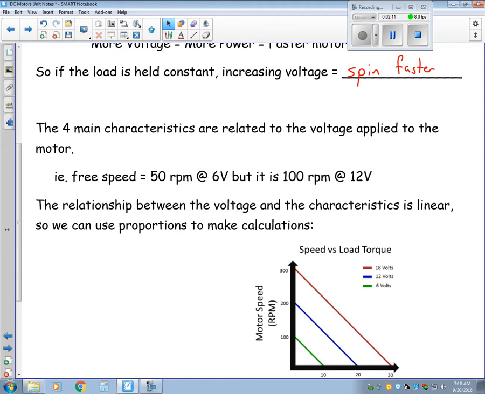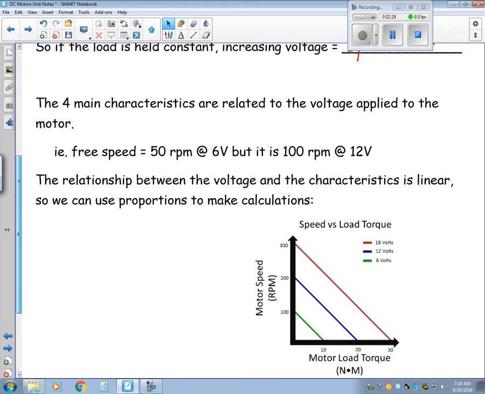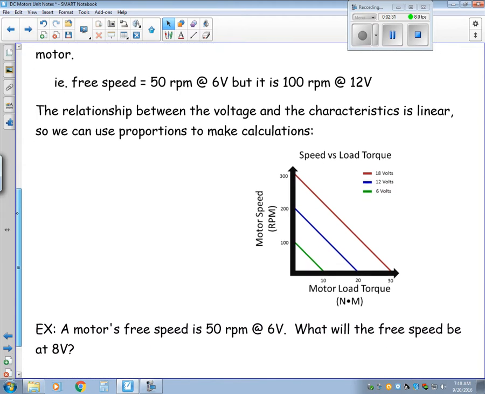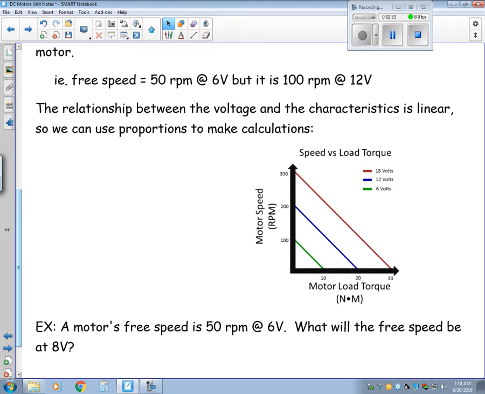So what you would say is the free speed is 50 RPMs at 6 volts, but 100 RPMs at 12 volts. So the free speed can change depending upon the voltage applied to the motor. This relationship between voltage and characteristic is linear. So we can use proportions if we want to make some sort of calculations.